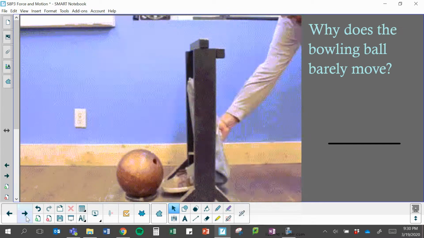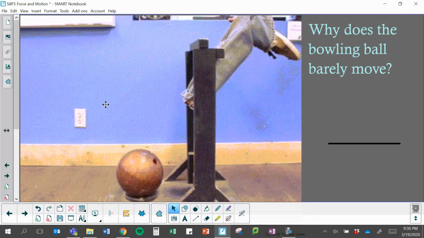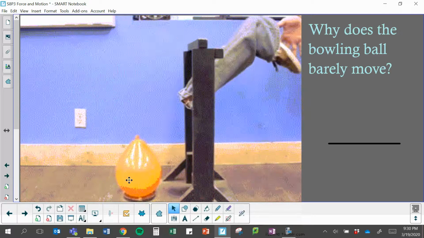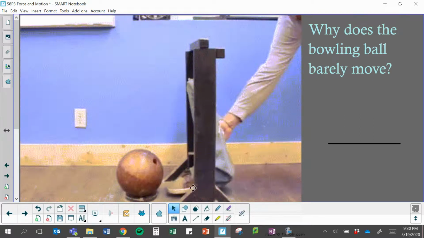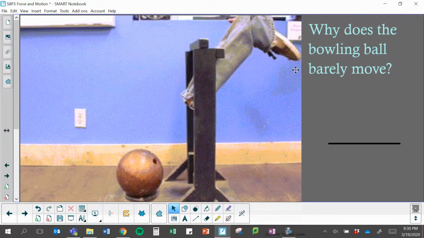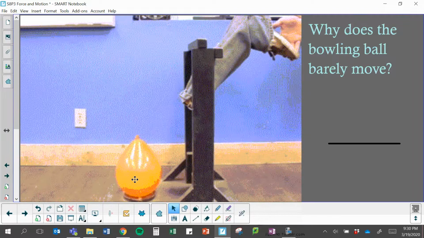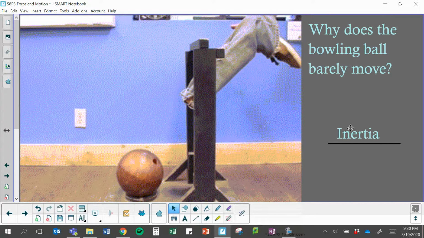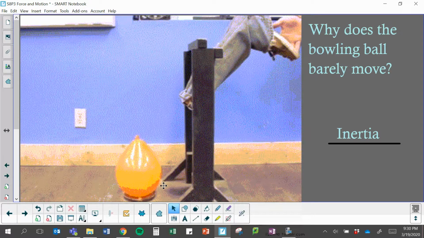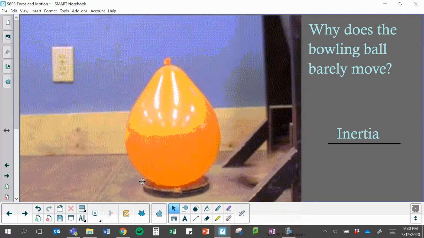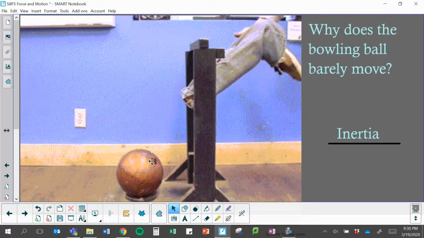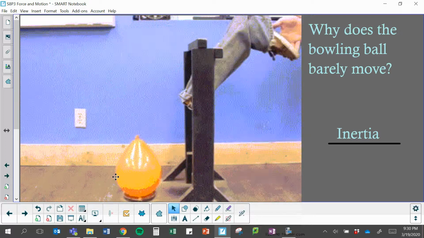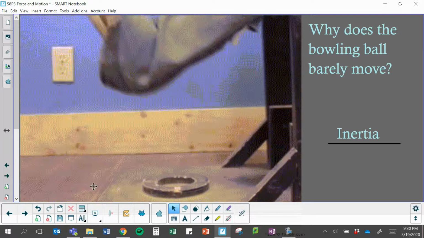In this example, we have a bowling ball and a balloon that are both being hit with the same amount of force. You might notice that the bowling ball barely moves while the balloon moves a whole lot. This is because still of inertia. The bowling ball is resisting the change to move, and the balloon is as well, but the bowling ball is resisting more because it has a larger mass.